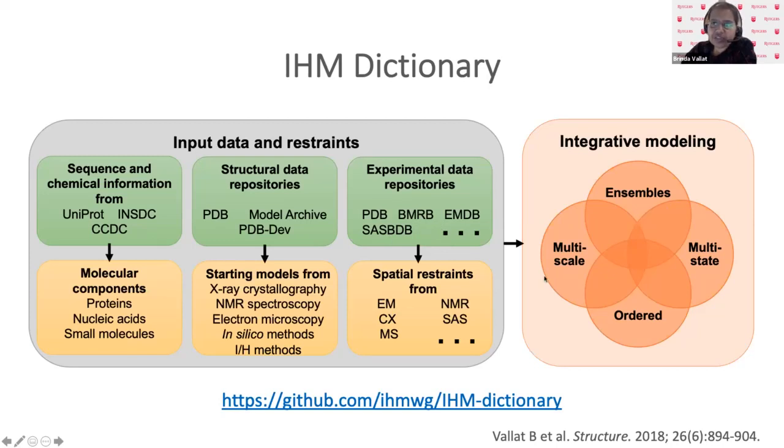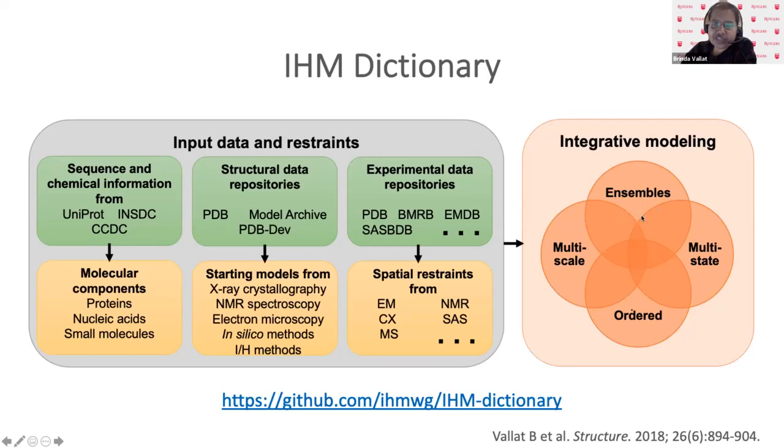Together, these are applied to build an integrative model, which can be any combination of multi-scale, multi-state, ordered ensembles. Multi-scale models correspond to models that have both atomic and coarse-grained representations. Multi-state models correspond to models in multiple conformational or constitutional states. Ordered models correspond to models that belong to a time-ordered path or models that belong to another ordered path, such as a biochemical pathway. And ensembles are collections of models that represent the solution set.